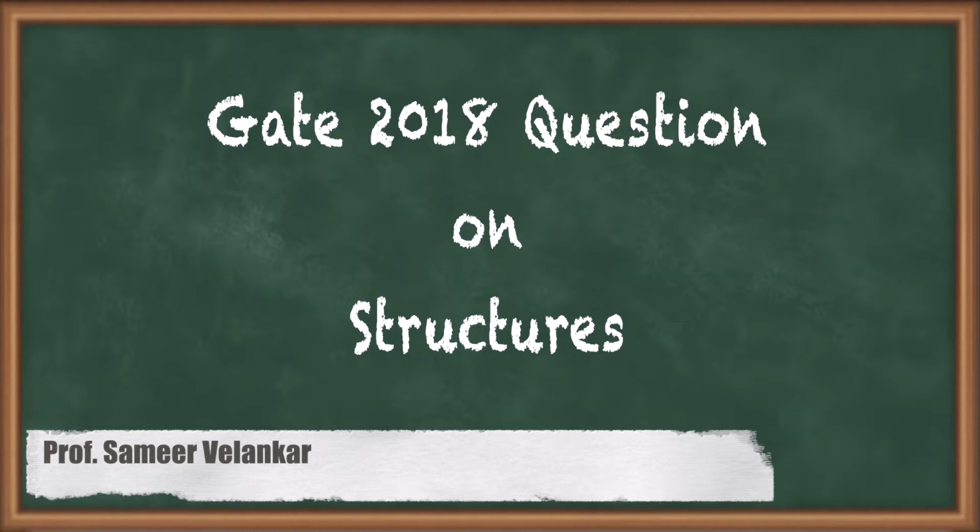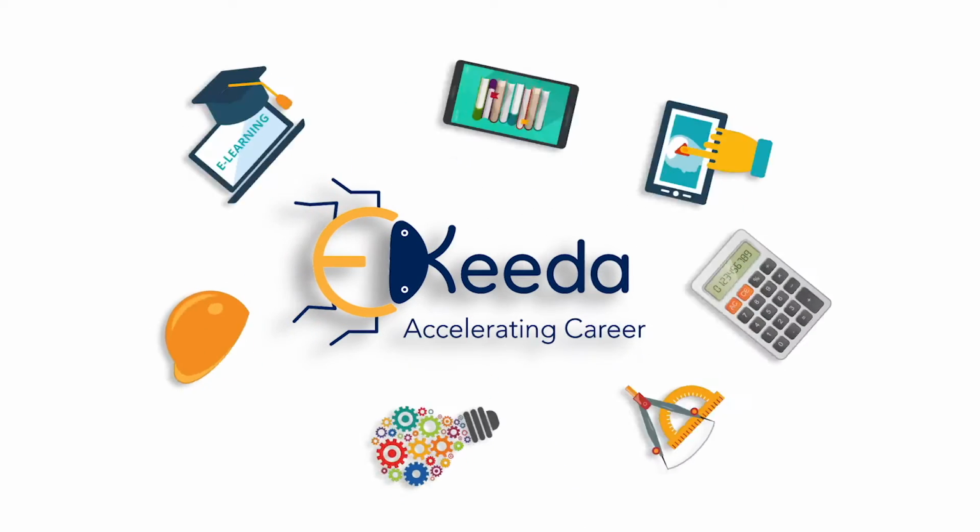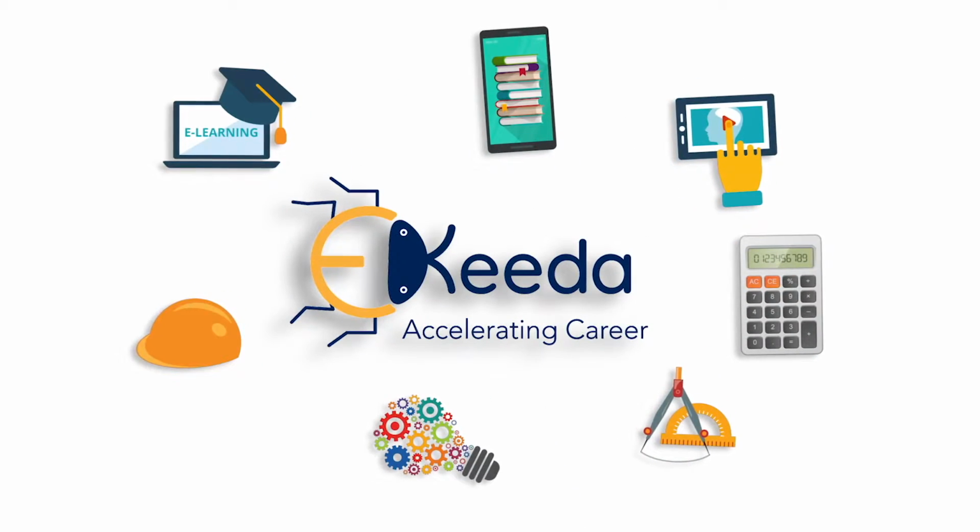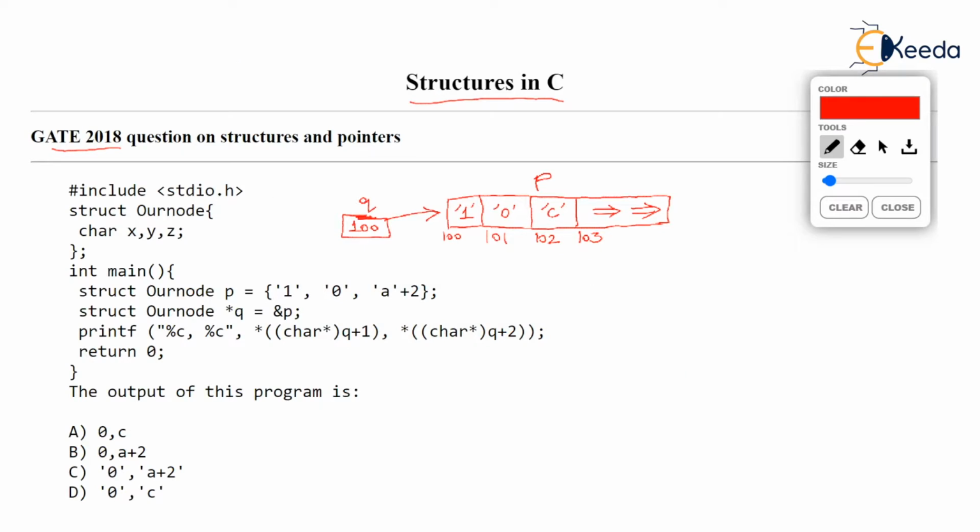Now, in this video, we are going to see one question asked in GATE 2018. Let's see. In this question, there is a struct declared called our node. Name of the structure, our node. And this our node structure contains three character members X, Y, and Z.